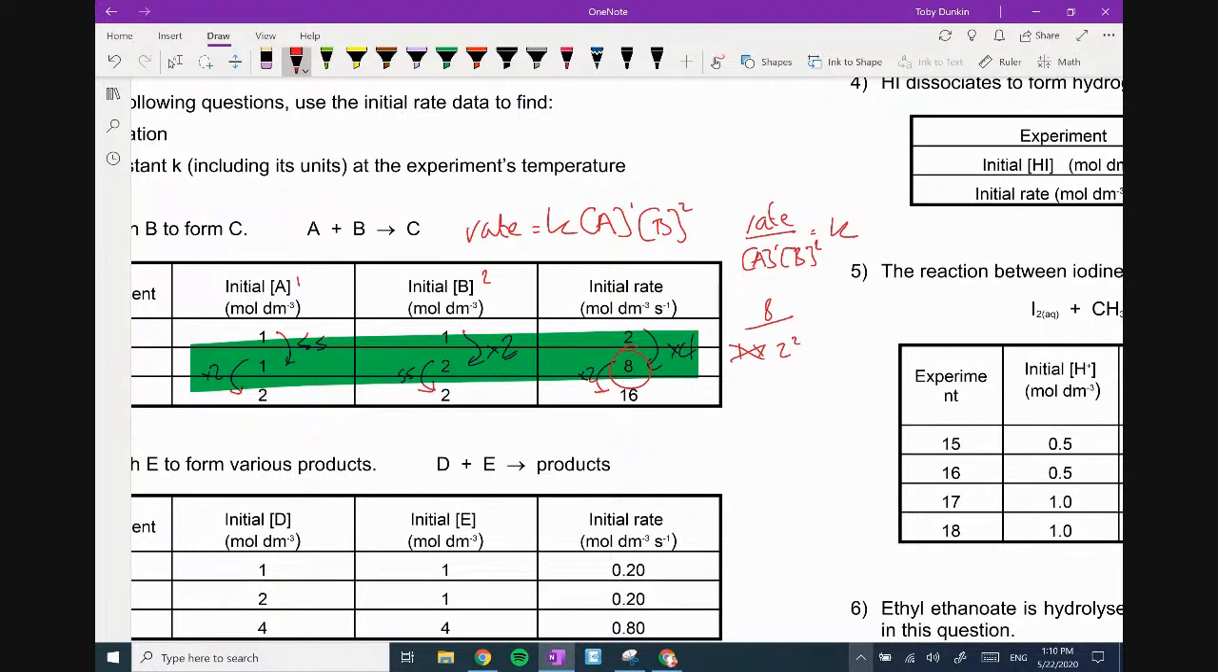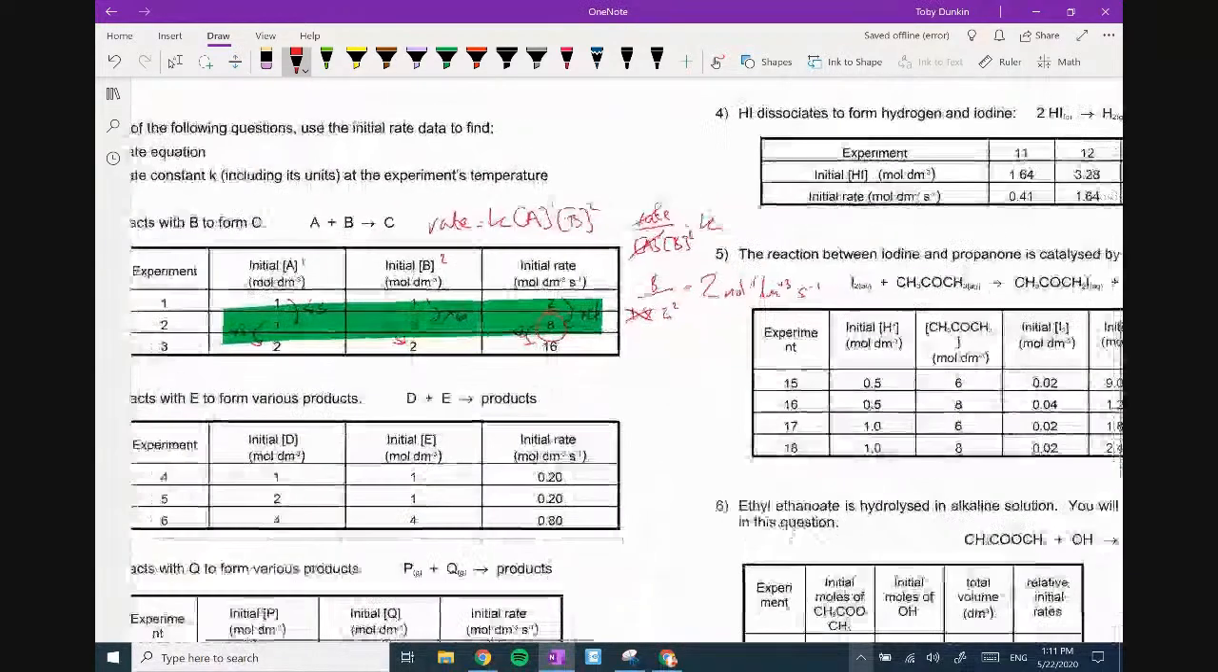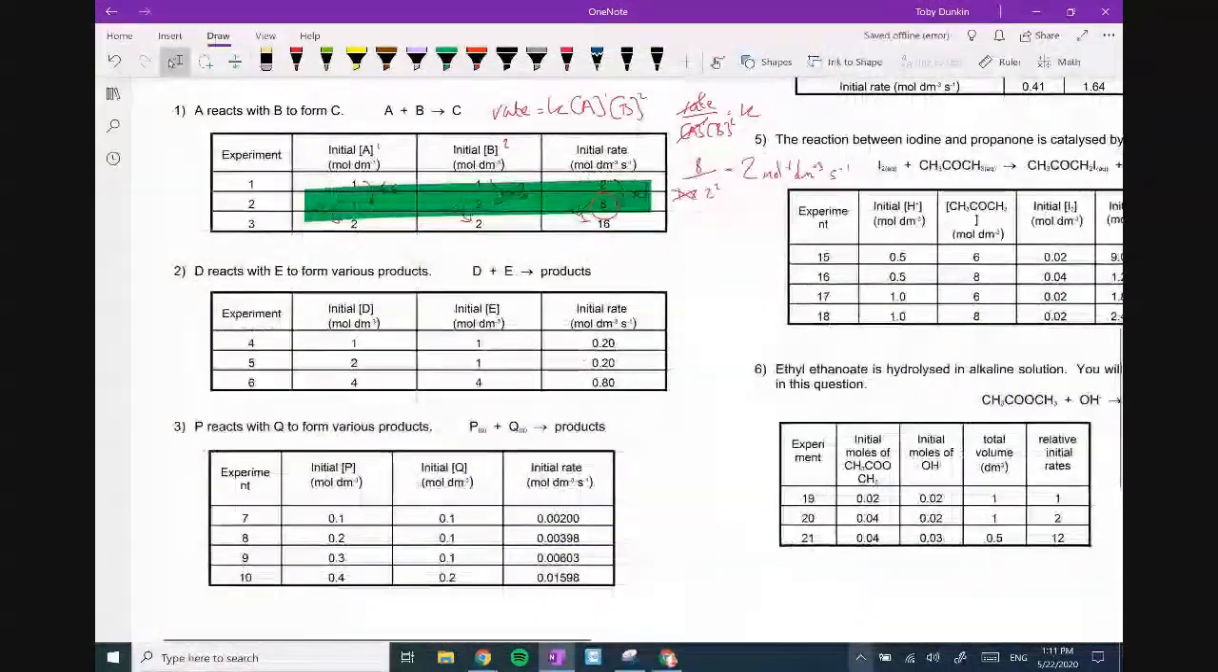So the 1 I can just make vanish. 8 divided by 2 to the power of 2, 2 squared, gives me a rate constant of 2. And my units: moles per dm cubed. It means mol to the minus 1, dm to the plus 3, s to the minus 1, and I'm done. Can someone check me, please? Wingkit, Julian, Dixon, did I get it right for number 1, please?